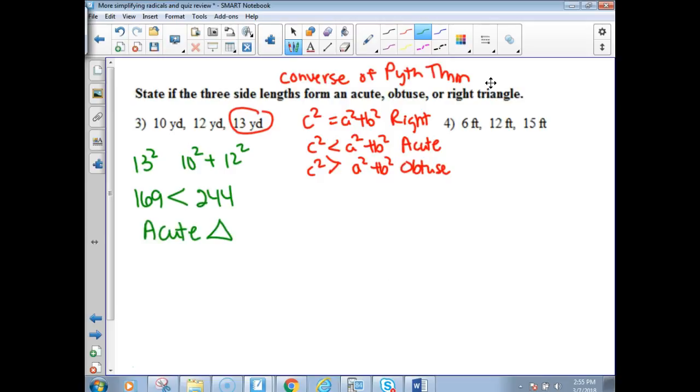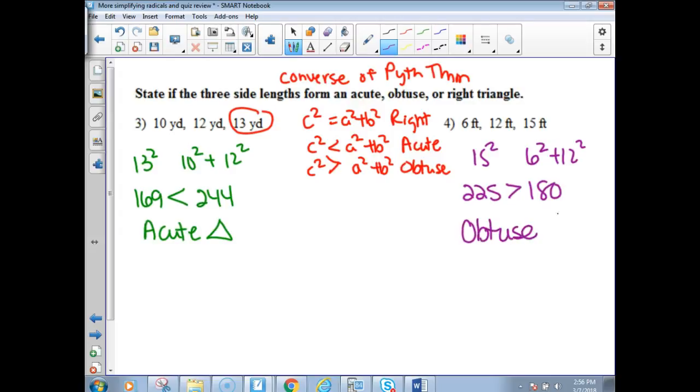Did you already do this? No. All right. 15 you would start with in this one. 15 squared compared to 6 squared plus 12 squared. 15 squared is 225. 6 squared plus 12 squared on your calculator would be 180. 225 is greater than 180, therefore this would be an obtuse triangle.